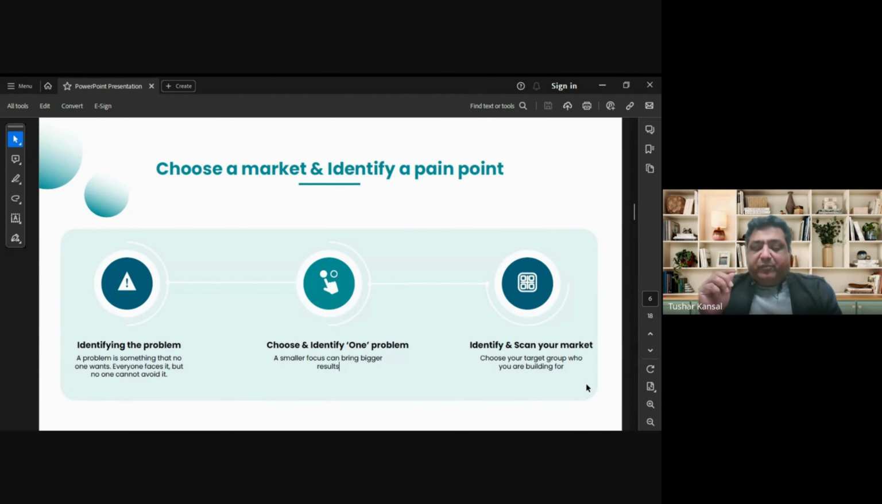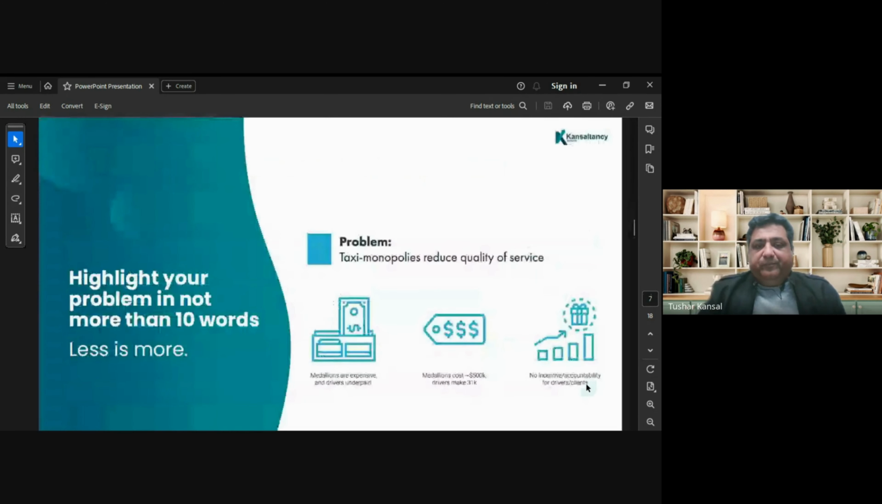Everyone faces that problem, but no one can avoid it. So you have to choose one problem and always focus on that particular problem, and then identify and scan your market for your target customer group. For example, entertainment is a need, but lack of comedians is a problem. So, that might be your core focus area.